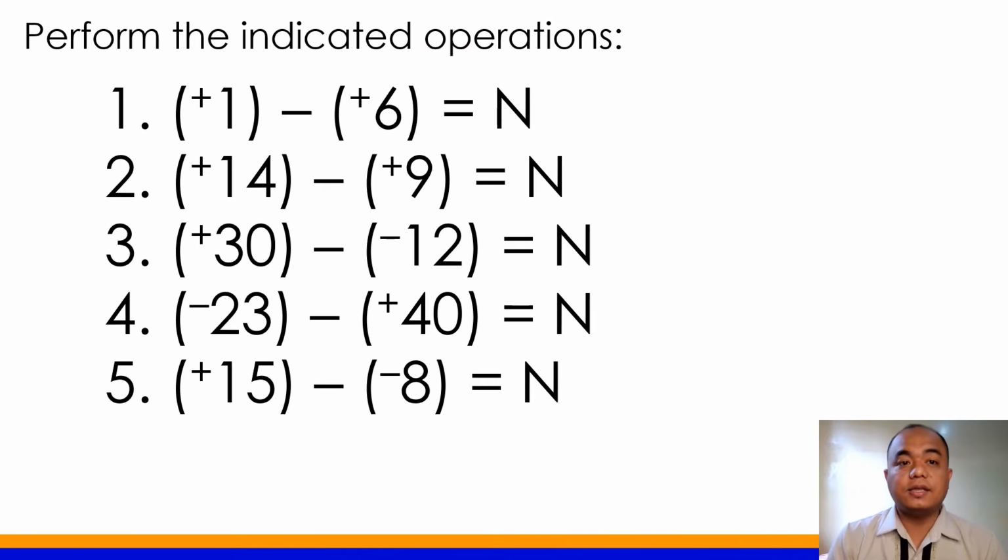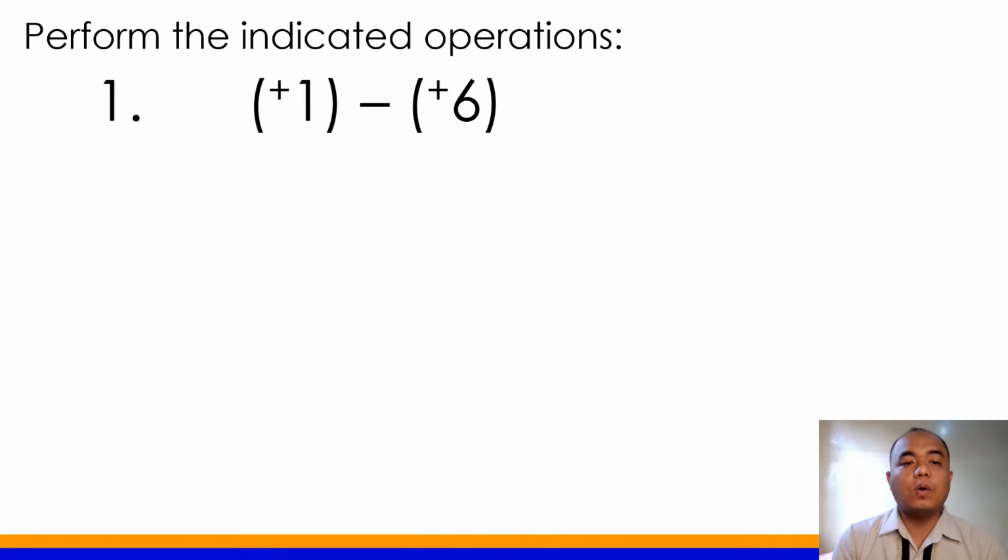Okay, let's have an activity. Perform the indicated operations, and we have 5 items for this. Let's have number 1, positive 1 minus positive 6. Ang gagamitin natin dito, class, na method ay yung pangatlong method na ginamit natin. Kasi nga, sa sinabi ko na, ito yung napakadaling way, no? Kung saan masosolve natin correctly yung operations involving integers.